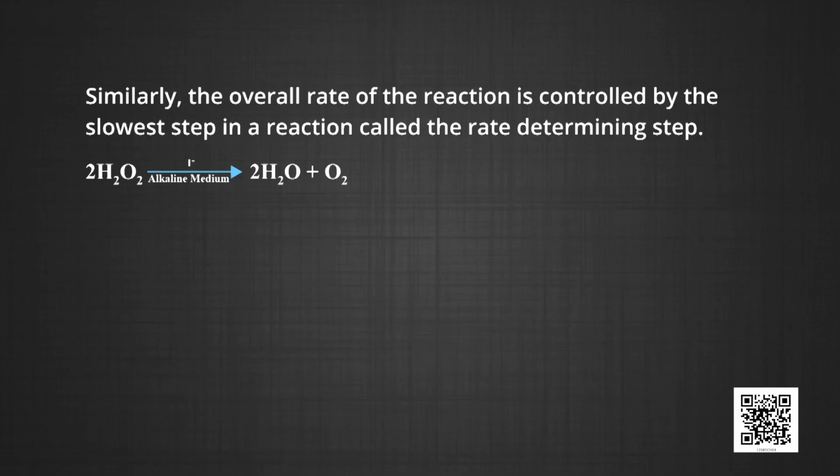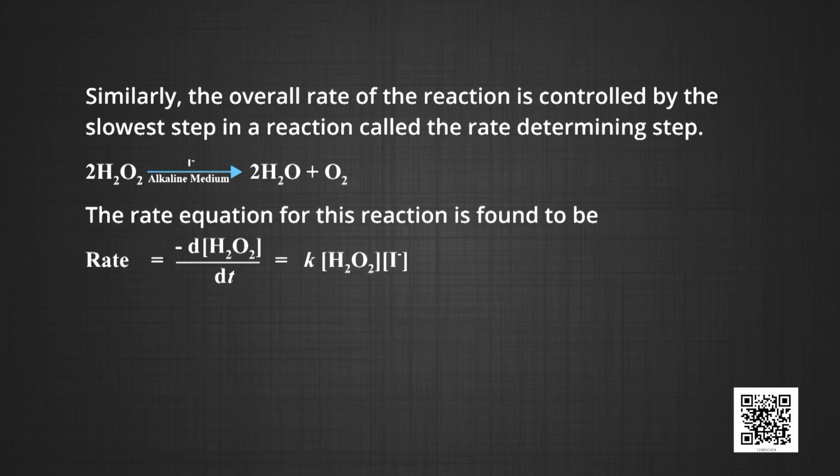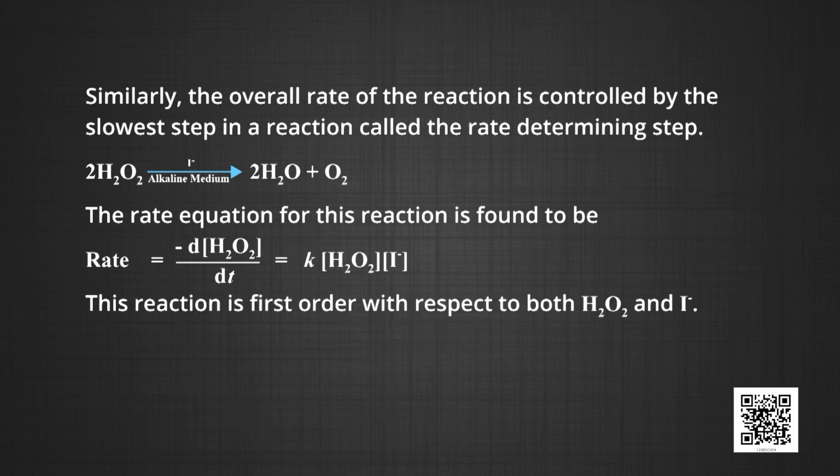Now, the equation is in front of you. It is a decomposition reaction of hydrogen peroxide. It gives 2H2O plus O2 in alkaline medium and iodide ion is a catalyst. The rate equation for this reaction is found to be minus d of the molar concentration of hydrogen peroxide divided by dt equals K, concentration of H2O2 and concentration of iodide ions. This reaction is first order with respect to both hydrogen peroxide and iodide ion.